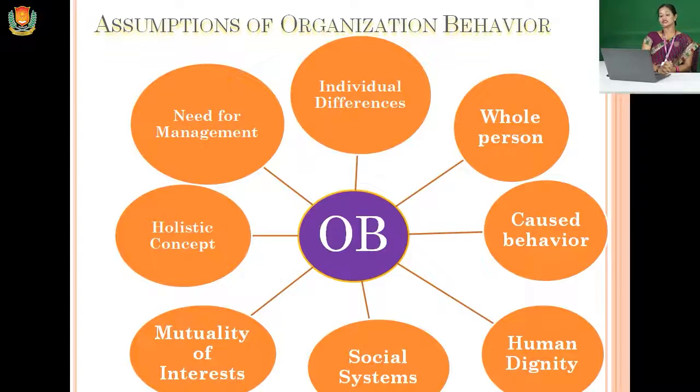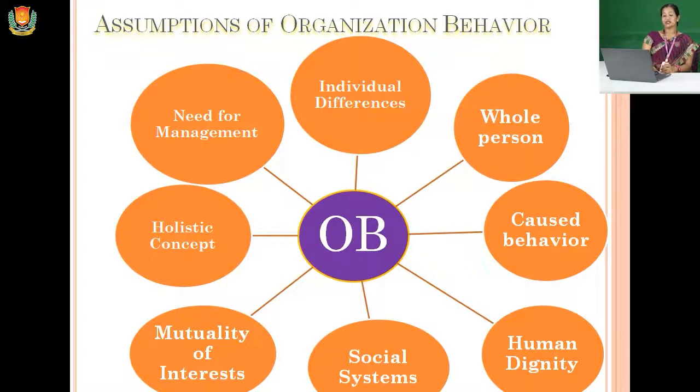Now next is social system. Organization is a group of people, and if this is a group of people, they are somehow connected with each other and their society will influence their behavior. So when we are studying organization behavior, we need to look after their social surroundings from where they belong.